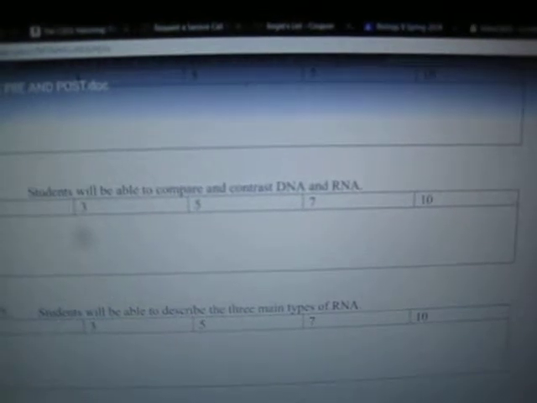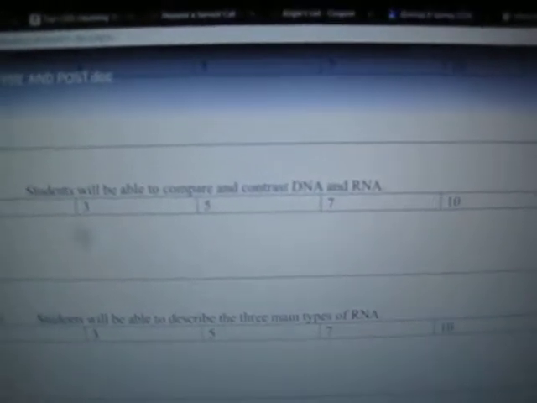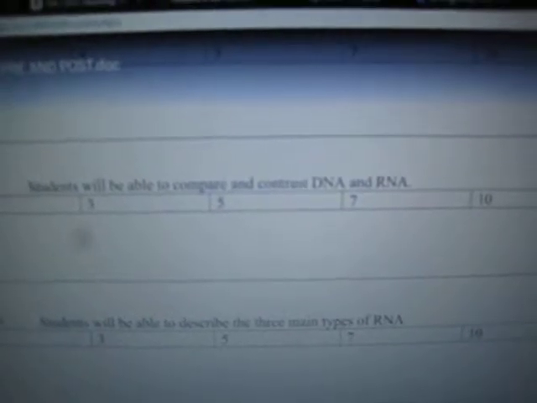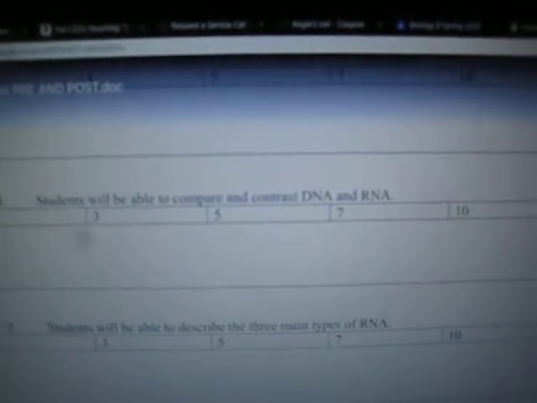Students will be able to compare and contrast DNA and RNA. I added an updated video yesterday on that. Remember, DNA double-stranded, RNA single-stranded. DNA has the sugar deoxyribose, RNA has the sugar ribose. DNA has the bases A, T, G, and C, and RNA has the bases A, U, G, and C. There are 3 types of RNA. There's really only 1 type of DNA.